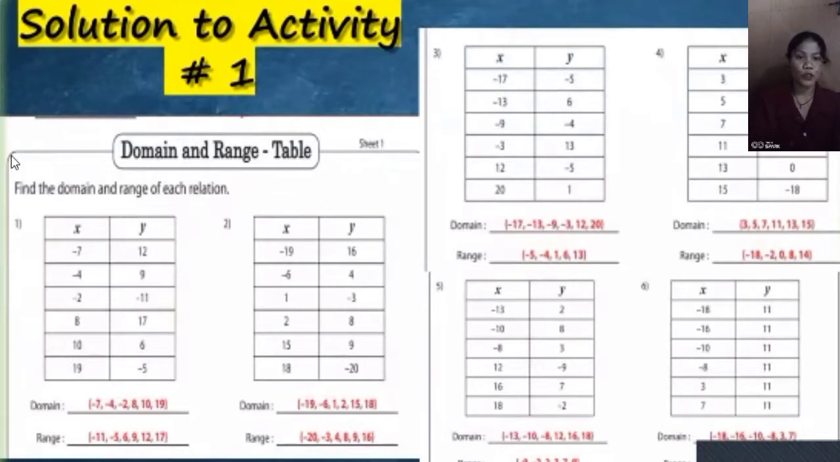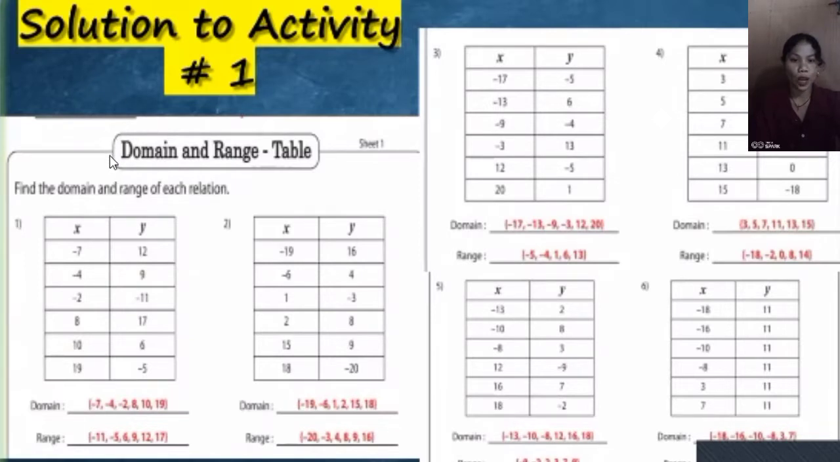Solution to activity 1. Find the domain and range of each relation. These are the x values and y values, so this is the domain and range. As you can see, we write it in increasing order. We put the x values in increasing order, from least to greatest. Okay, the domain is -7, -4, -2, 8, 10, and 19.